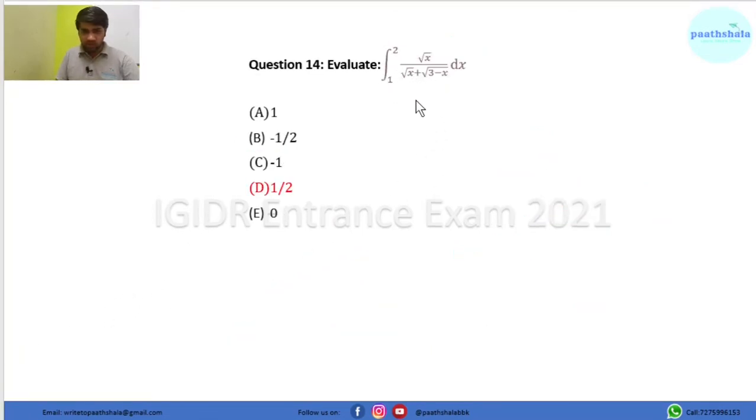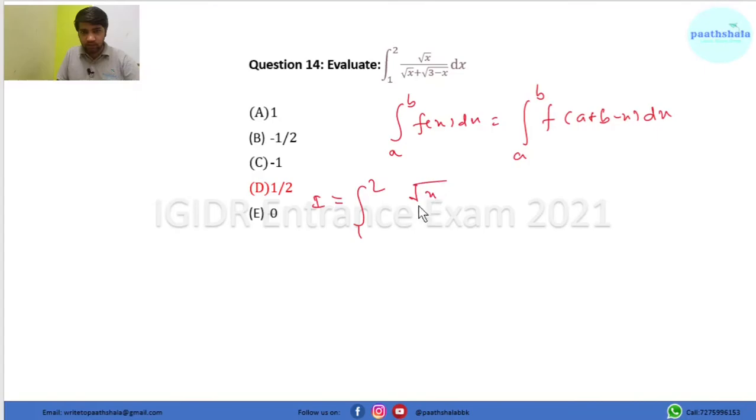Again, this is a very good question. Here we are going to use the property of definite integral, that is, the integral from a to b of f(x) dx is equal to the integral from a to b of f(a + b - x) dx. By applying that property, let's say this is the integral I from 1 to 2 of root x upon root x plus root 3 minus x dx. Let's say this is equation 1.